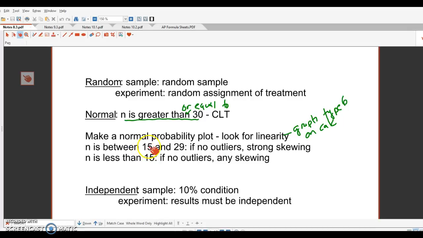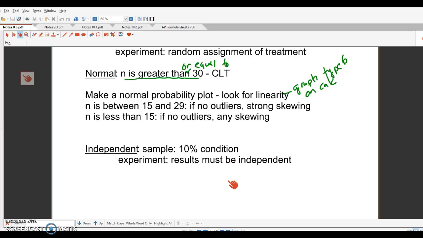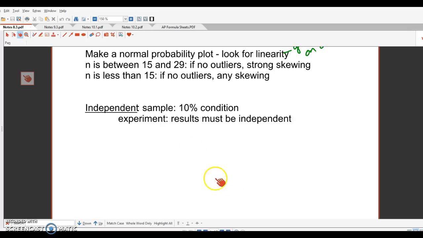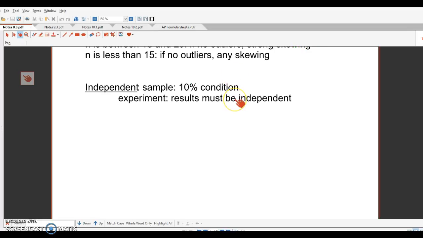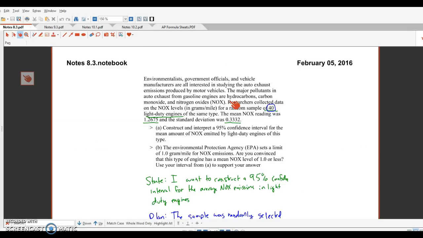If you have something that's between 15 and 29, you would say it's probably approximately normal, as long as there's no outliers or strong skewing. Anything less than 15, though, you really want to see a very linear pattern in the normal probability plot. Any kind of wave, whether it's in the middle or on the ends, suggests that the distribution is not normal. And then for independence, this is very similar to proportions. Either use a 10% condition if you're talking about a sample, or some statement saying that the results must be independent if you're talking about an experiment.